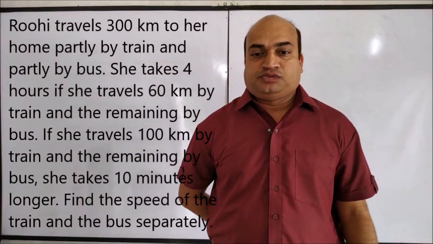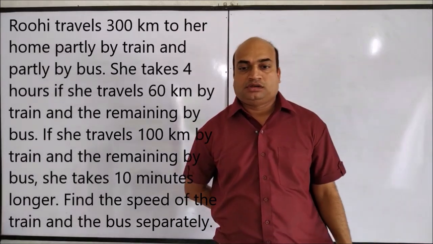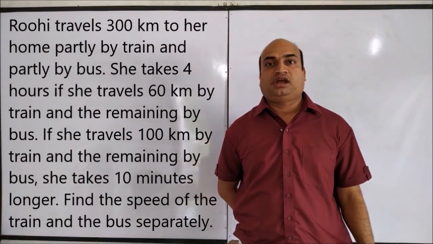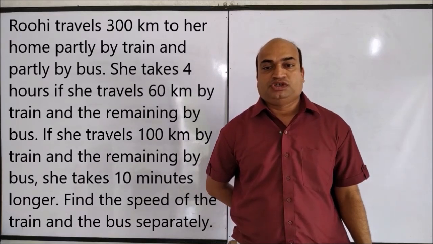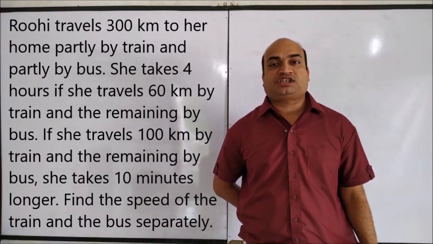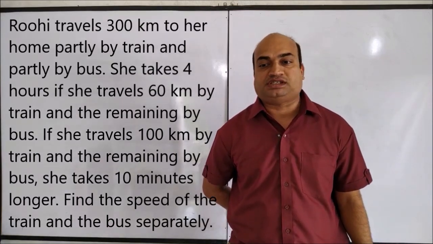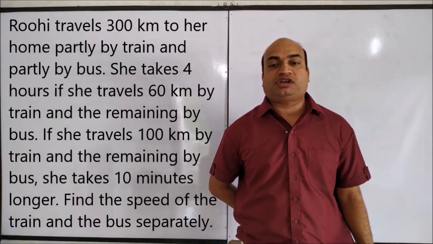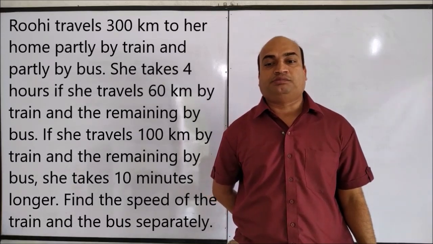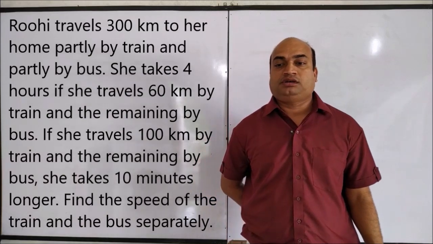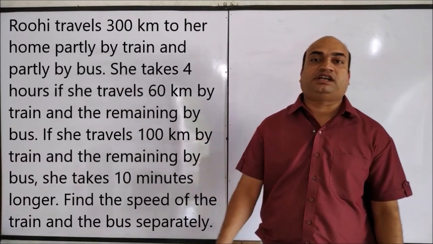The question is, Ruhi traveled 300 kilometers to her home partly by train and partly by bus. She takes 4 hours if she travels 60 kilometers by train and the remaining by bus. If she travels 100 kilometers by train and the remaining by bus, she takes 10 minutes longer. Find the speed of the train and that of the bus.